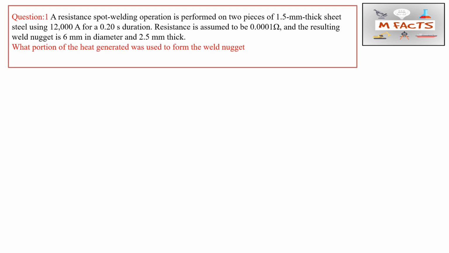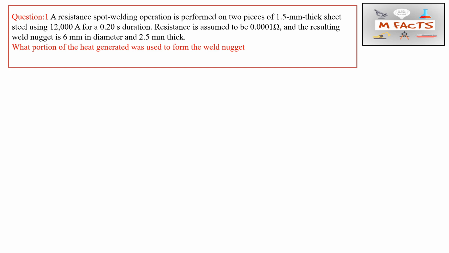So the simplest type of problem that may be asked is from resistance welding. The first question is: a resistance spot welding operation is performed on two pieces of 1.5 mm thick sheet steel using 12,000 ampere current for a 0.20 second duration. Resistance is assumed to be 0.0001 ohm, and the resulting weld nugget is 6 mm in diameter and 2.5 mm thick. They have given a lot of data, so we will not write all of it, because in the question they are asking what portion of heat generated was used to form the weld nugget.